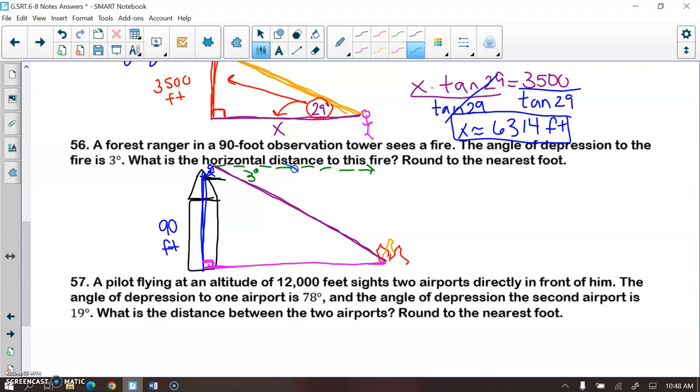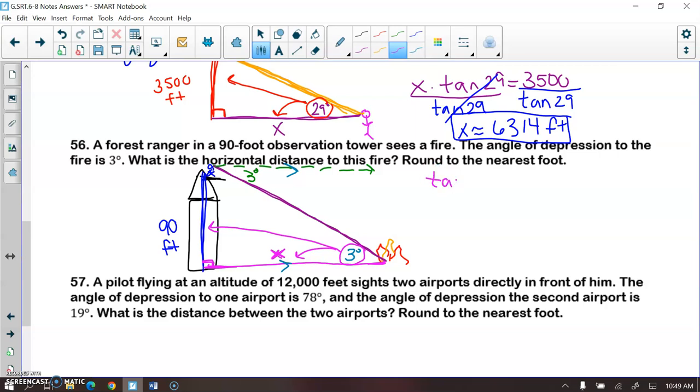Knowing that my two horizontal lines are parallel, my line of sight is the transversal, and by the alternate interior angles theorem, this angle down here in my right triangle is also 3 degrees. We want to know the horizontal distance to this fire, so we are trying to find this that I labeled as x. In relation to that 3-degree angle, I have my opposite side on my right triangle, and I'm trying to find the adjacent side, which means that I'm going to use tangent again.